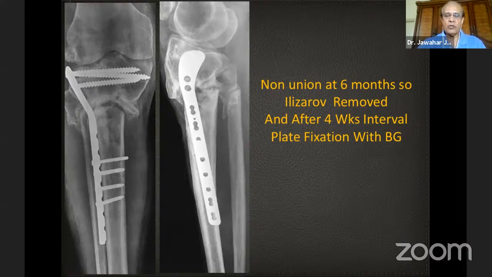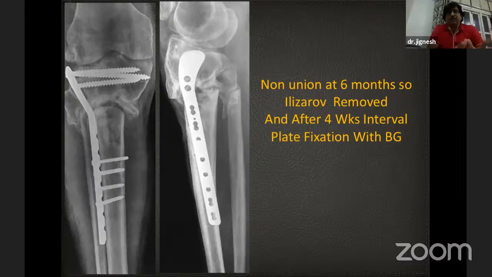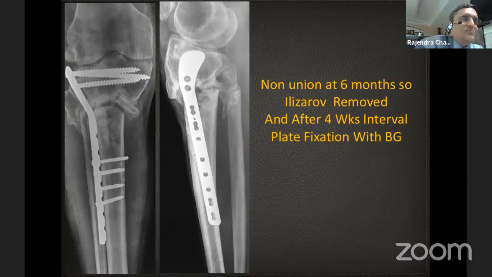But I don't know what the vascular status is now. Everything is fine? Yes, sir. He has full movement of the distal toes and ankle, and there is no vascular compromise. Both pulsations are palpable. Okay. Any other opinion on this?